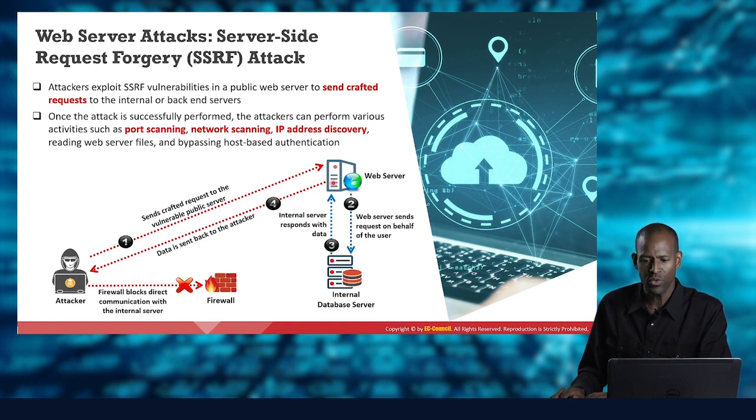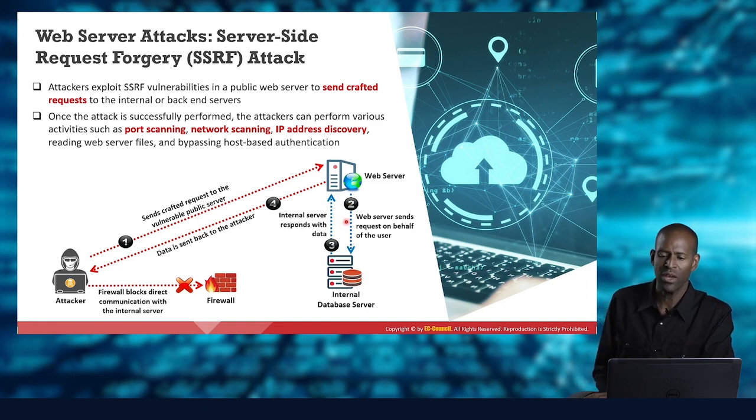What happens with the user, which you don't see on this page right now, is the user logs in using some type of credential. Either way, the web server sends a request on behalf of the user, and then data gets responded by the web server. But what happens in the end is if the attack is successful, they can do all kinds of activities on this network, on the server: port scanning, IP address discovery, reading files, etc. So they have a public web server. They send crafted requests to that backend server, and using SSRF, they are breaking in to that service.